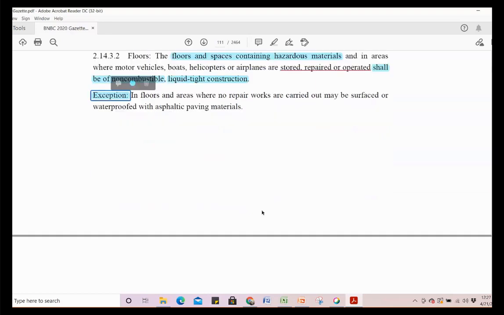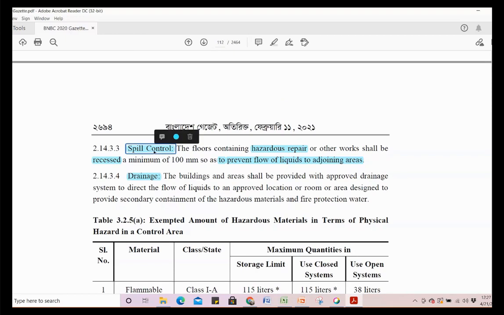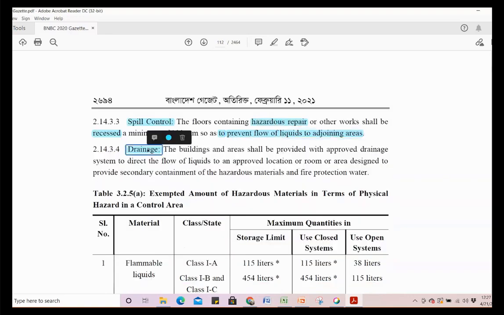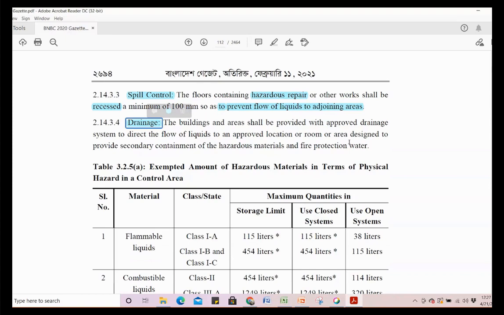There will be some exceptions. We are not going into the detail. So spill control for such floors where hazardous repair are happening, there will be a recess to prevent flow of liquids to adjoining areas. Drainage, there will be drainage provisions for this particular situation.